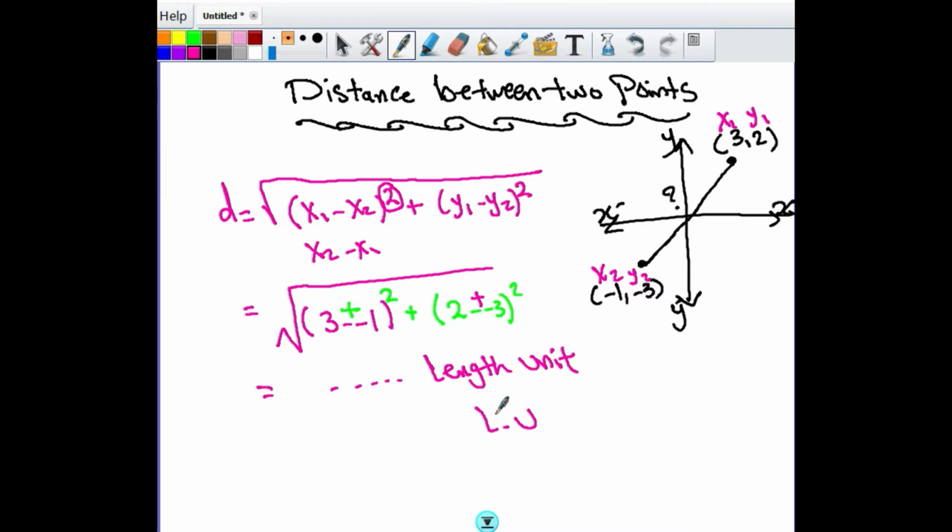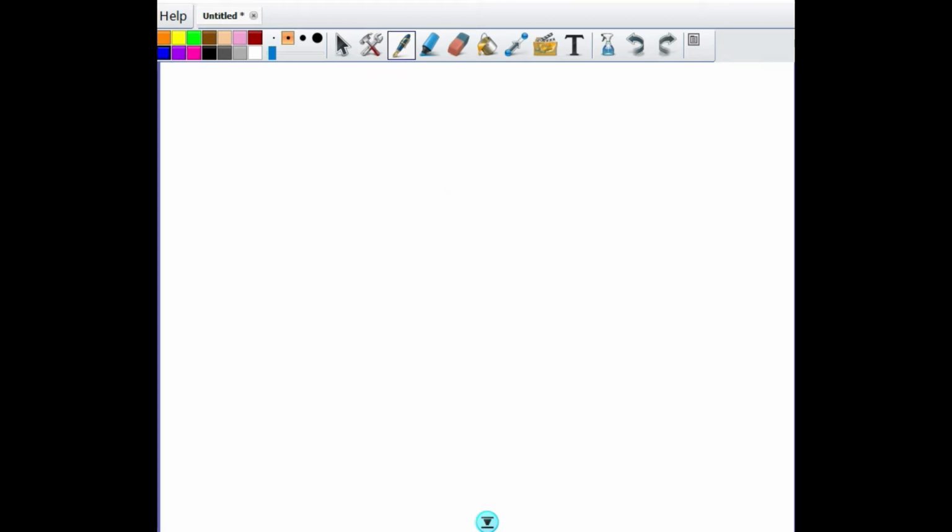So to find the distance between 2 points, we must follow the rule. Our rule is the difference between x power 2 plus the difference between y power 2, all under the square root. After we find the length or the distance, we write length unit. And this is our lesson. But here we have a lot of ideas. Let's see the first one.